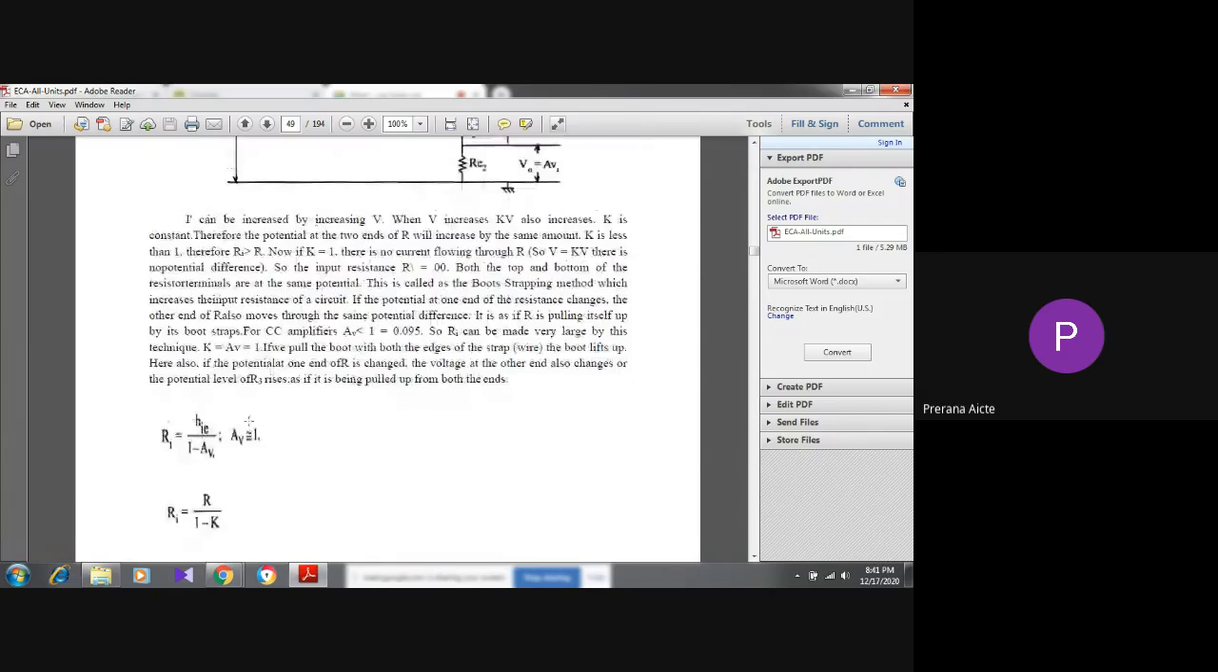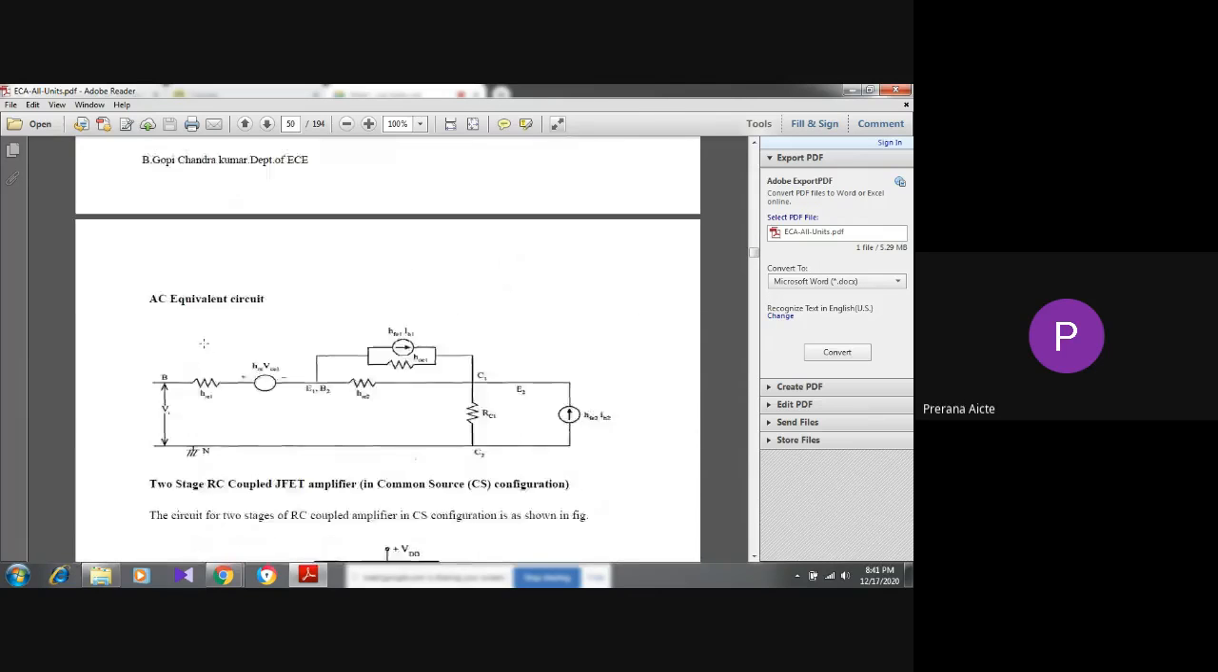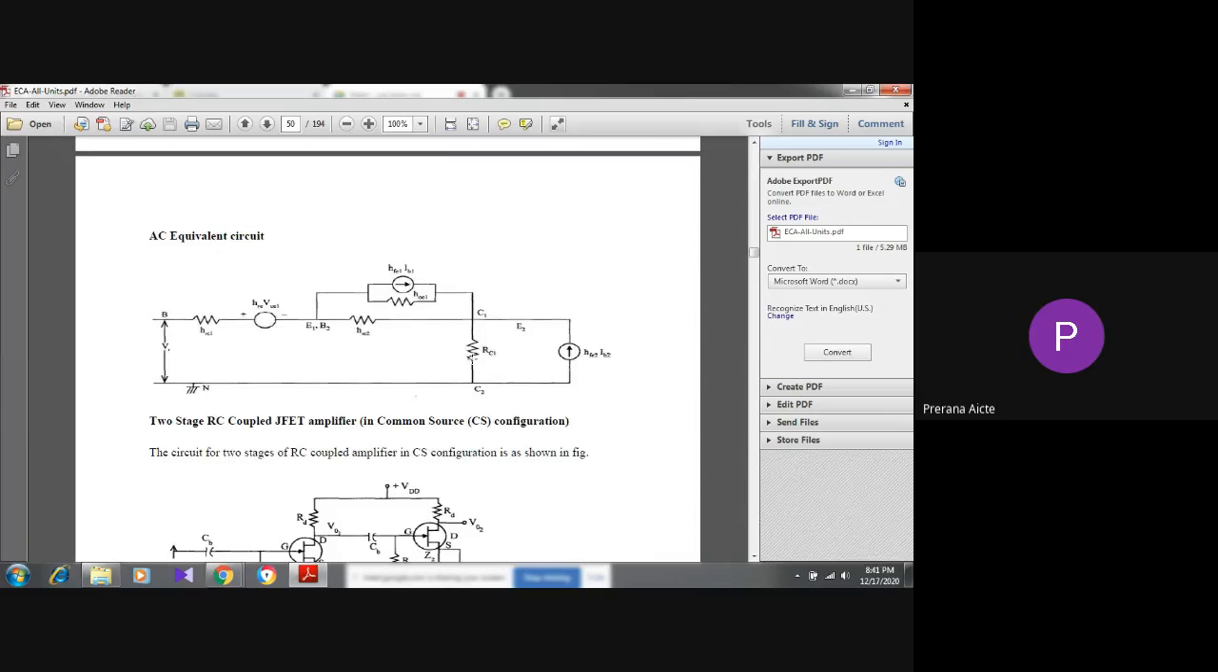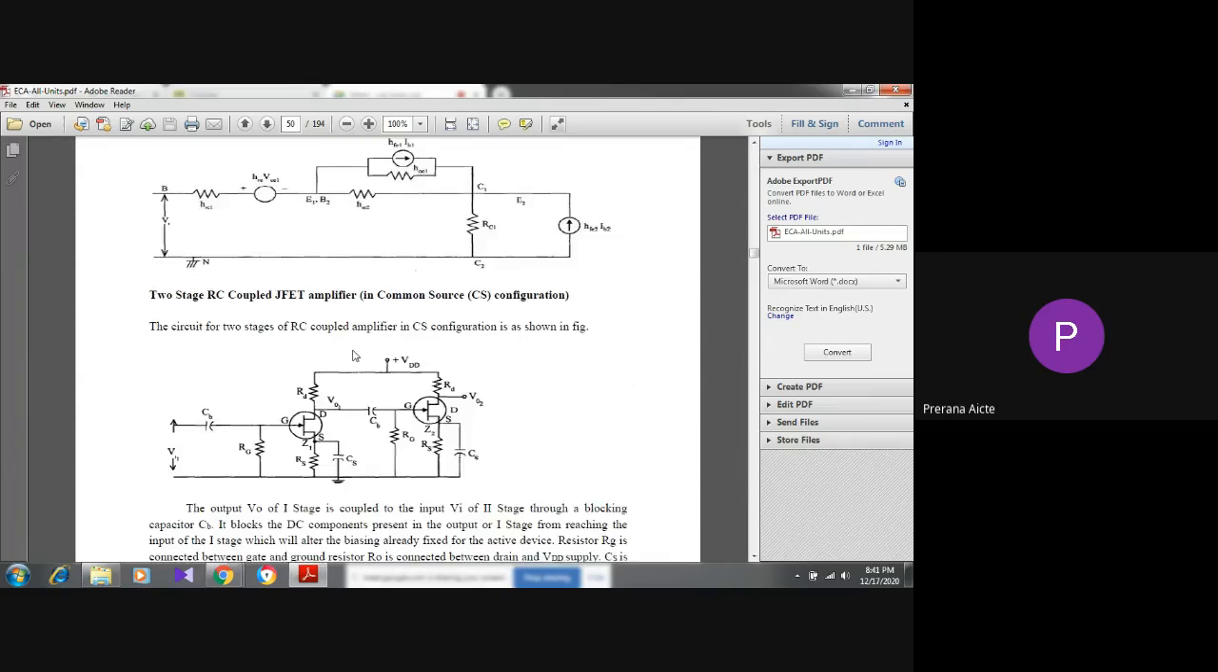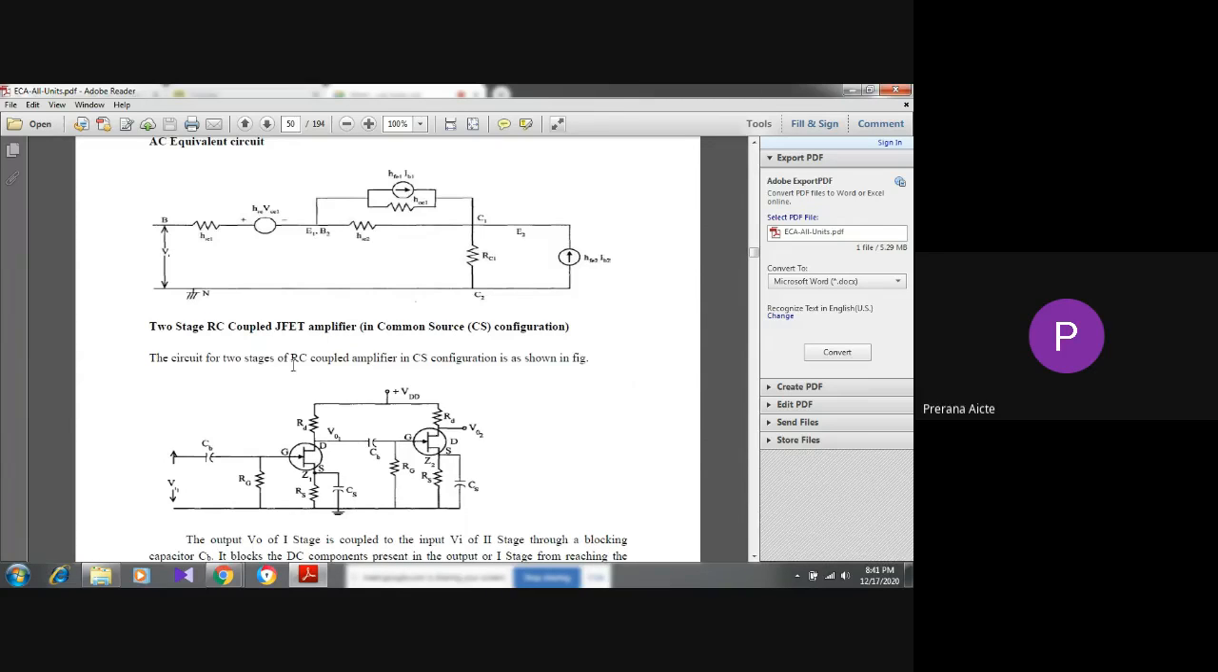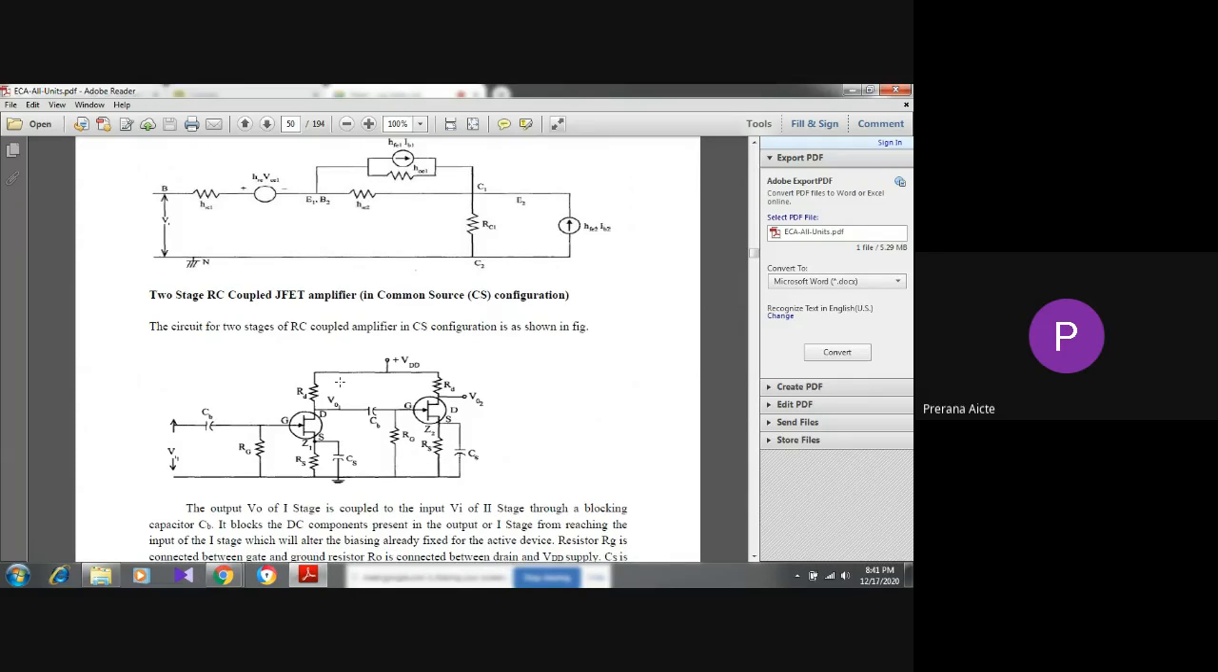Is everything okay? This is the input impedance formula, and this is the equivalent circuit. Then the last but one topic is the two-stage RC coupled amplifier using FET. Till now we have seen the BJT RC coupled amplifier, and this is the RC coupled amplifier using FET.